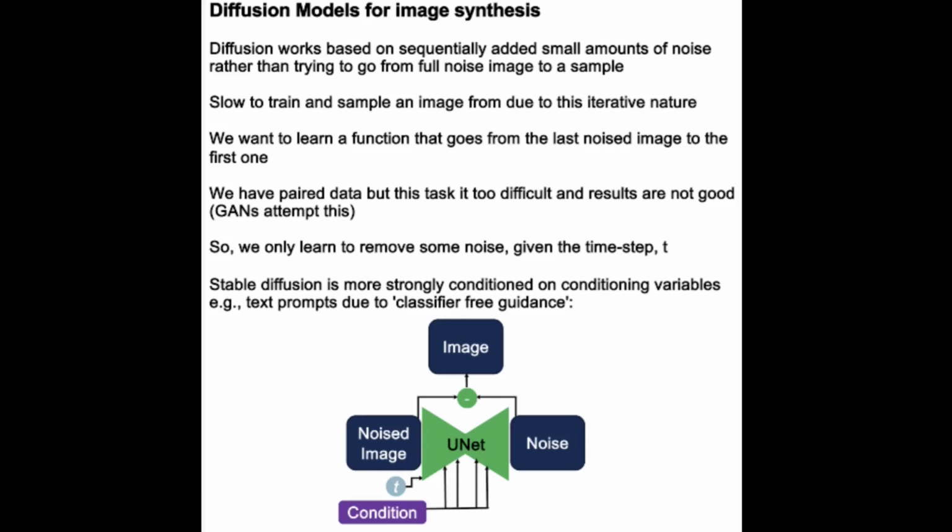Stable diffusion is also more strongly conditioned on conditioning variables, for example, text prompts, due to something called classifier-free guidance, depicted in the image on the bottom here. You input a condition into the network, and you have your noised image, and you subtract the output generated without any condition from the output with the condition. So that's how you have classifier-free guidance, where you subtract those two, with the condition and without the condition, and then you maximize the difference between the two.